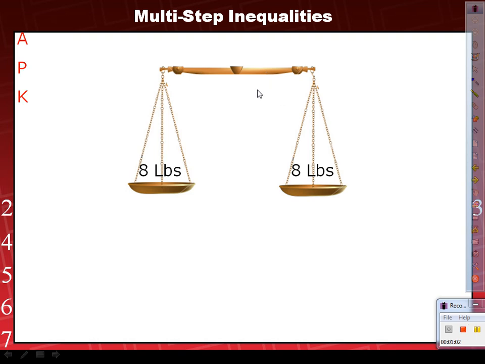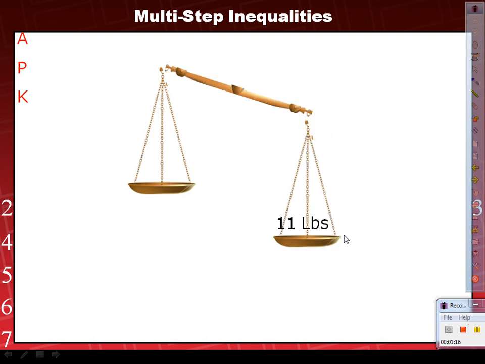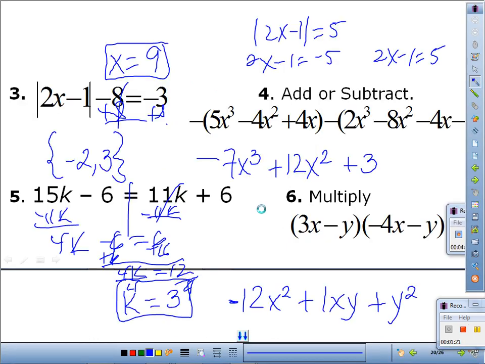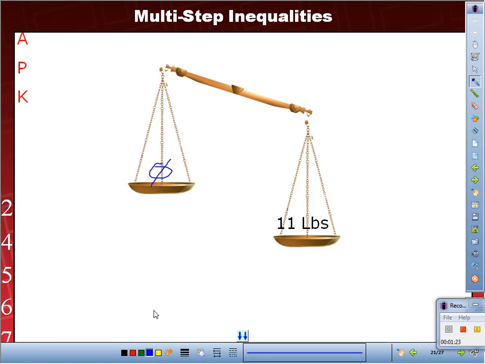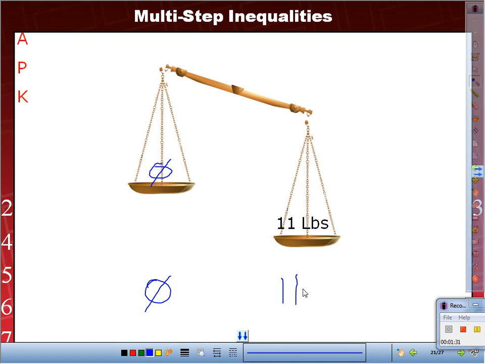Inequalities come from this same idea, but instead of having weight on both sides, now we have weight on one side. So check this out. There's no weight here, so that means we have 0. What is the weight on this side? 11. So on this side is 0, on this one 11. This bar used to be level right there, but now it dropped over here and it created an inequality sign. That's where we get the inequality, that it's not equal.